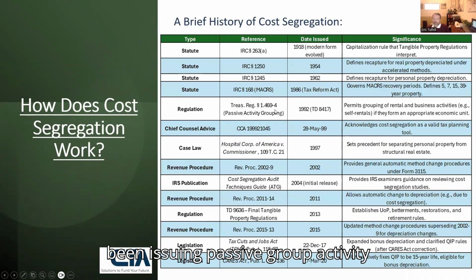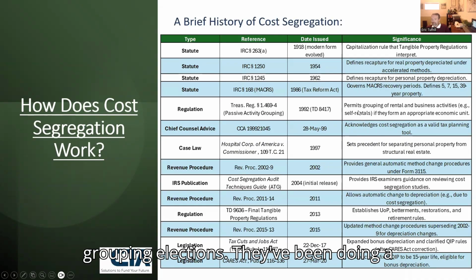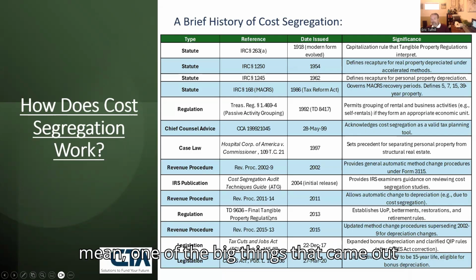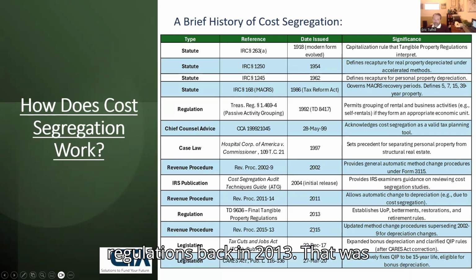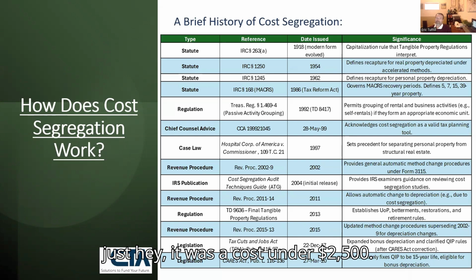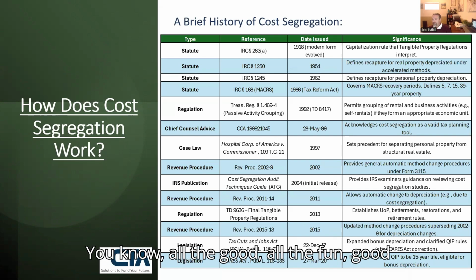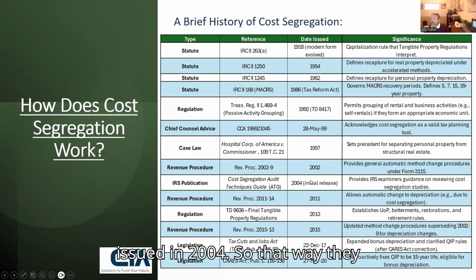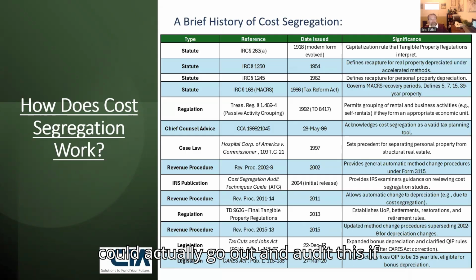They've been issuing passive activity grouping elections. They've been doing a lot of cool stuff, and we have multiple reinforcements of this throughout this entire time period. One of the big things that came out was the final tangible property regulations back in 2013. That was where we get to deduct the $2,500, or just, hey, it was a cost under $2,500, we're just going to straight deduct it. And they even had an audit techniques guide that was issued in 2004, so that they could actually go out and audit this if they needed to, for whatever reason.